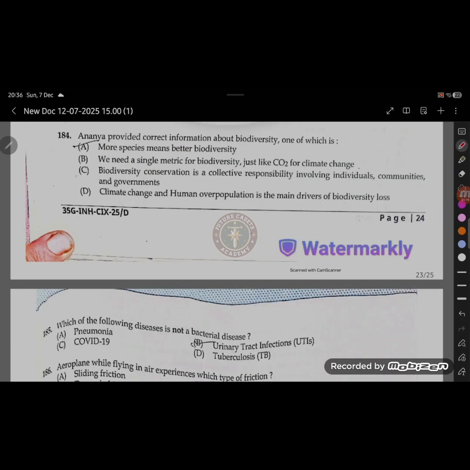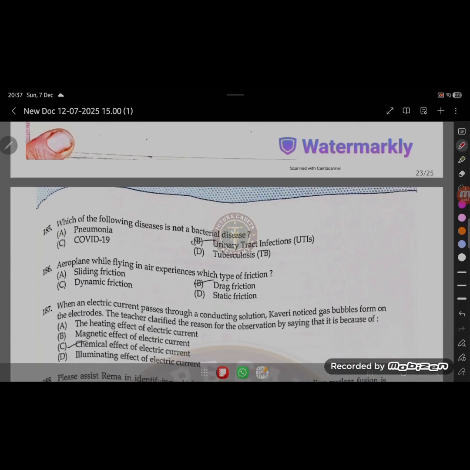Here the answer will be C. Biodiversity conservation is a collective responsibility involving individuals, communities and governments. See, more or less the statements are close enough, so this is one which you need to be mindful while marking. And it is asking about biodiversity individually, okay? So hence C is the closest answer.